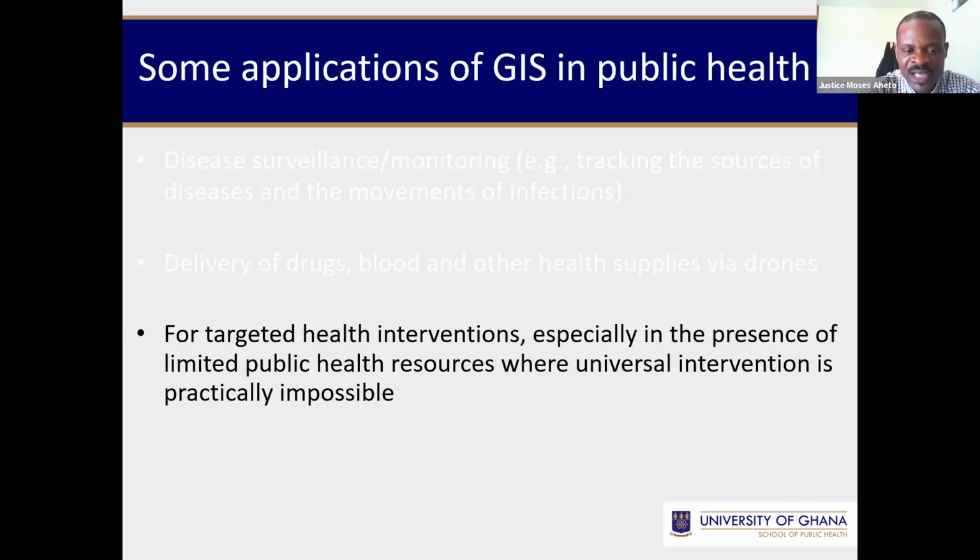And for targeted health interventions, especially in the presence of limited public health resources, like I discussed earlier, universal intervention is practically impossible. And when this happens, GIS will be very critical to you in prioritizing the little resource that you have.